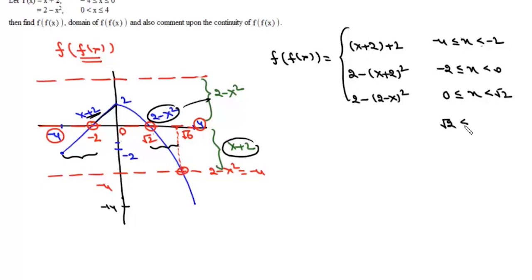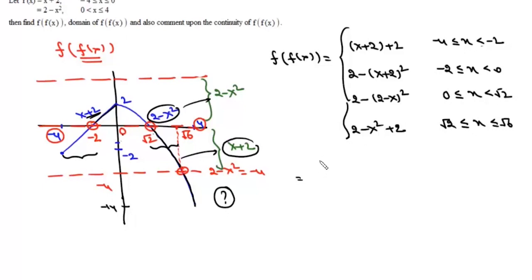Now this next interval is between √2 and √6. So when x lies between √2 and √6, here this definition is again 2 minus x square. Now I'll go to this x plus 2. So it will be 2 minus x square plus 2. Now when x lies between √6 and 4, we have this definition which is 2 minus x square, but then here definition of fx does not exist. So this is the only definition possible for f of fx.